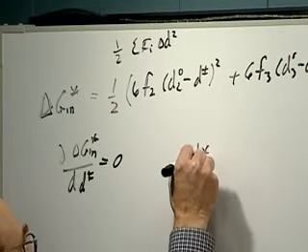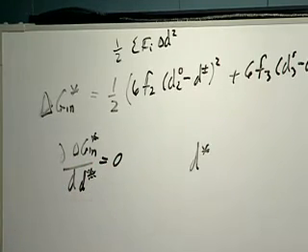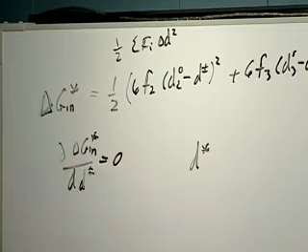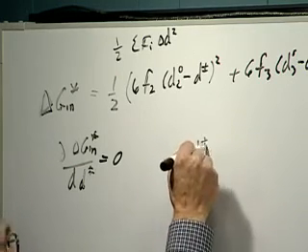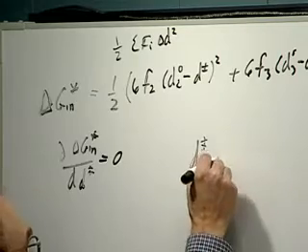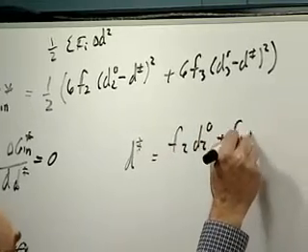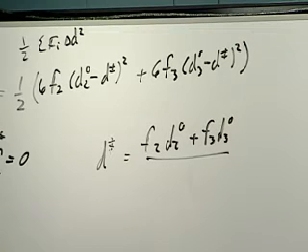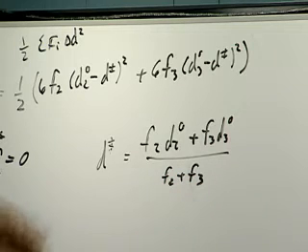And I get d star. I guess it's not dagger, this is star. Oh, I called it dagger, so whether it's dagger or star, I seem to have no consistency. Okay, so d star is going to be equal to F2 d20 plus F3 d30, all over F2 plus F3.